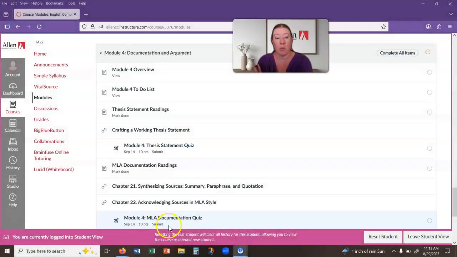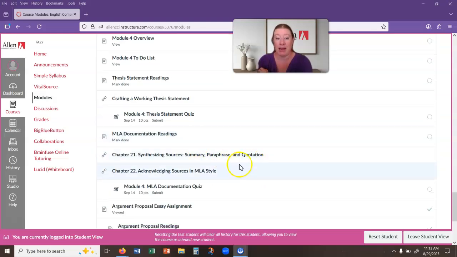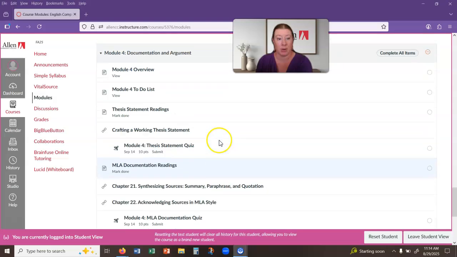Now, depending on where you took Comp 1, who you took Comp 1 with, etc., you may or may not have had a lot of instruction in how to cite sources. And so that's something that's in here. And I encourage you, if you do not have a lot of experience with it, to use all the resources that are provided. So first up is thesis statements.